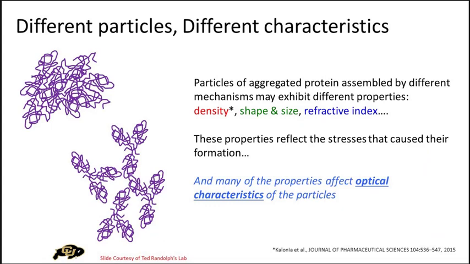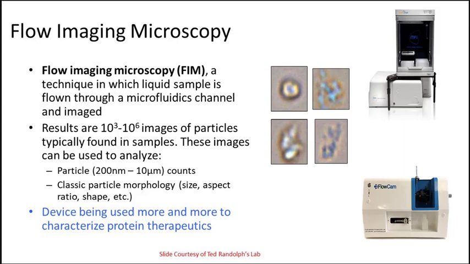The take home is that no two protein aggregates are the same. I like to say that they're snowflakes. There's a wide diversity of these protein aggregates when they're formed by different stresses. But the fortunate thing is that they have measurable properties. They all have different densities, shapes, sizes, refractive indices. And these are all characteristics of the protein aggregates that depend on the stress that produced them. And fortunately, since a lot of these properties are reflected in images, you can use light microscopy to characterize these protein aggregates. And that's the theme of today.